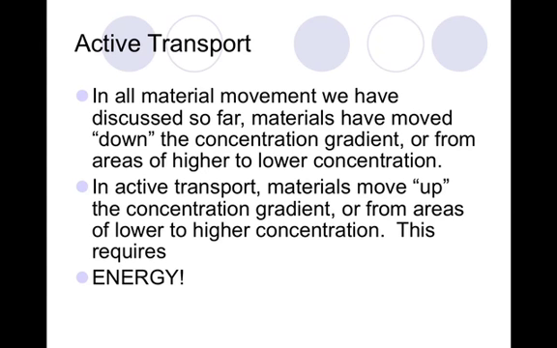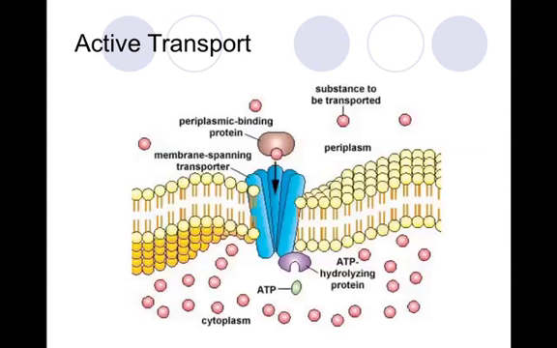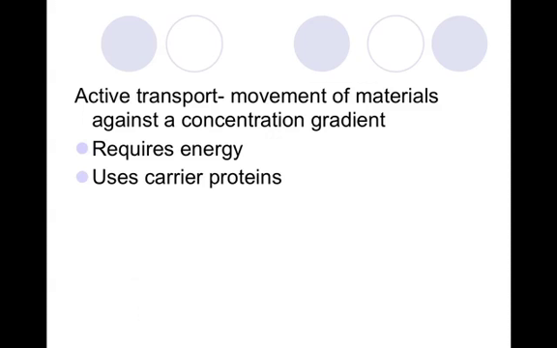It's called active transport. So what's happening is we've got these items above that are at a lower concentration, and we want to make them go into the cytoplasm. So it hooks up to one of our protein carriers, and then it is pushed through the protein channel and through. And it takes energy to do that. So active transport is the movement of materials against the concentration gradient, requires energy, and it uses carrier proteins.